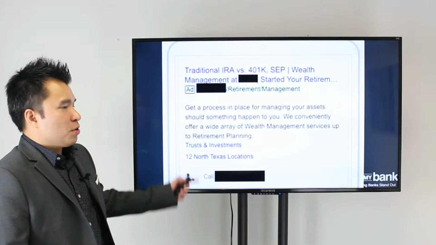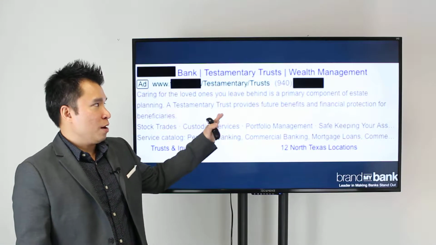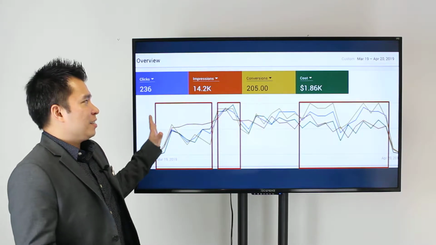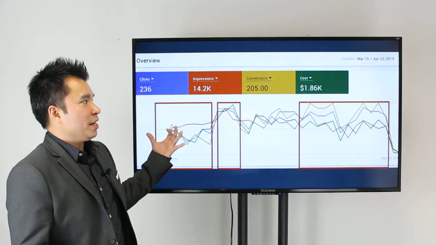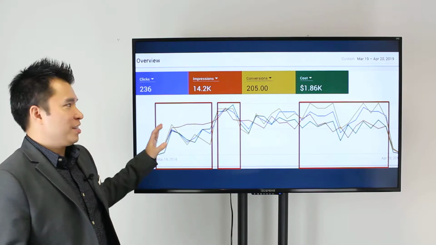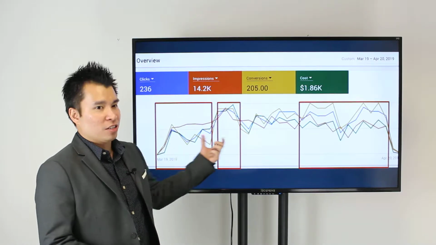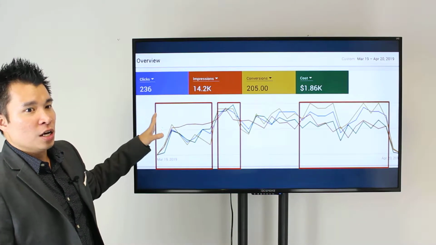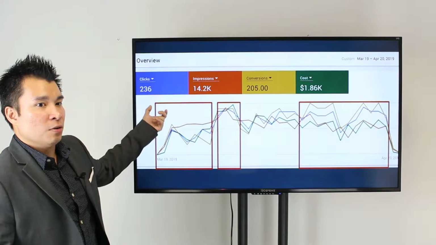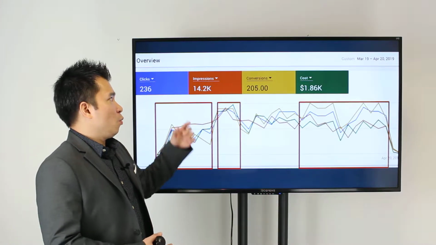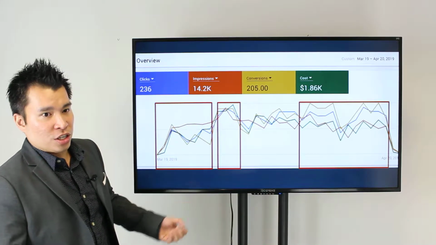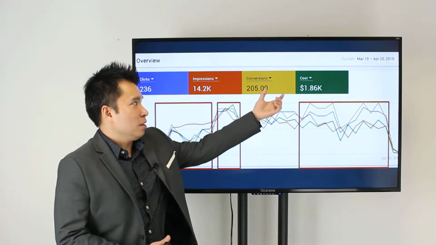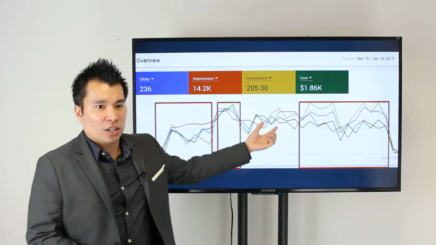All right, so this is the ad, and there's another ad that we ran for our wealth management client. If you look at this picture, this is the chart we extracted from the campaigns, and you can see there are 3 red boxes. Before going further, I want to explain the color legend. The blue one means the number of clicks, the red one means the number of impressions, the yellow one is the number of conversions, and the green one is the cost.